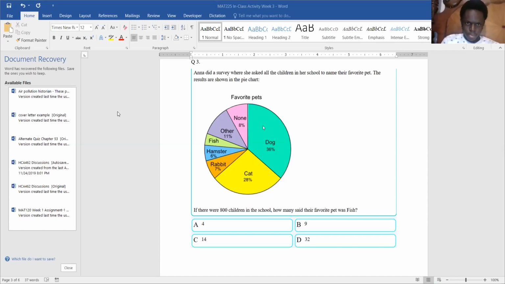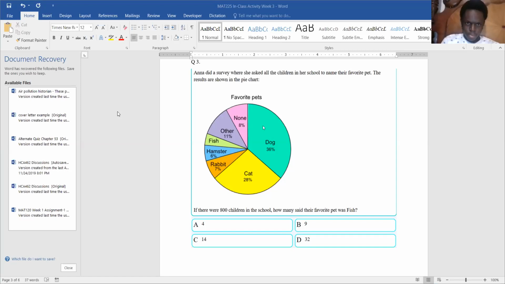Or you could just add together all the percentages and it'll tell you the answer, for the percentage. The way that we look at it, I would add 28 to 36 to 8 to 11 to 6 to 7. It comes up with 90, but it says if there were 800 children in the school, how many said their favorite pet was a fish?